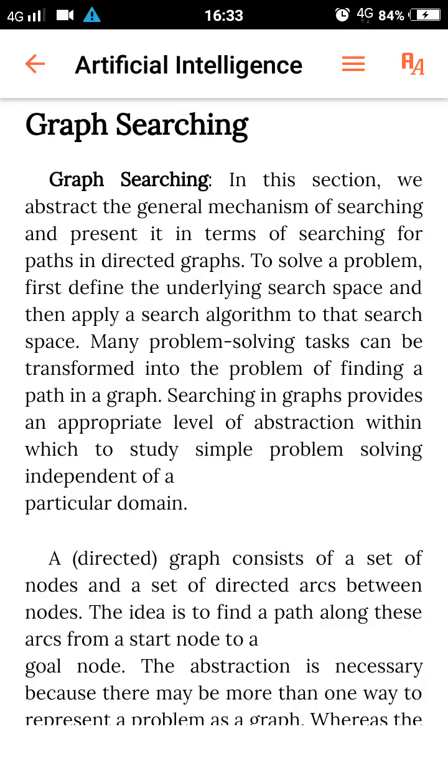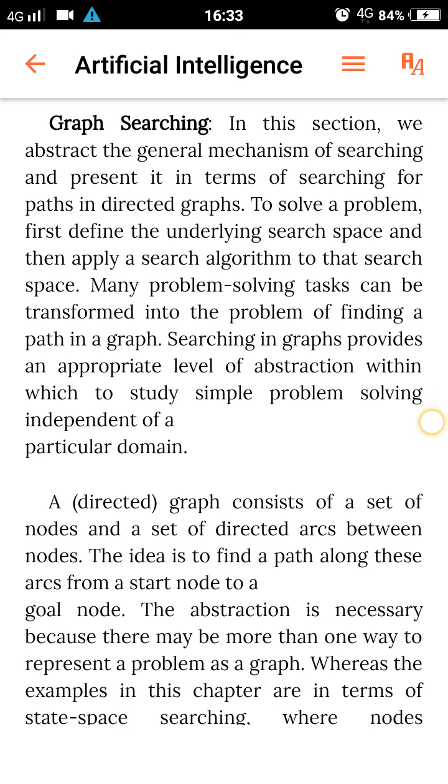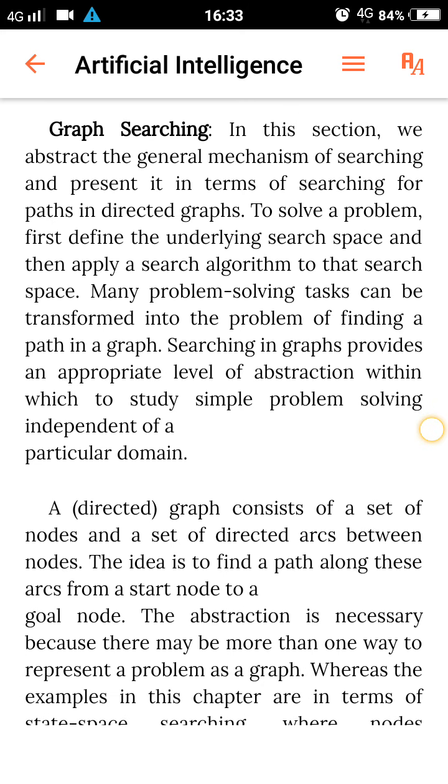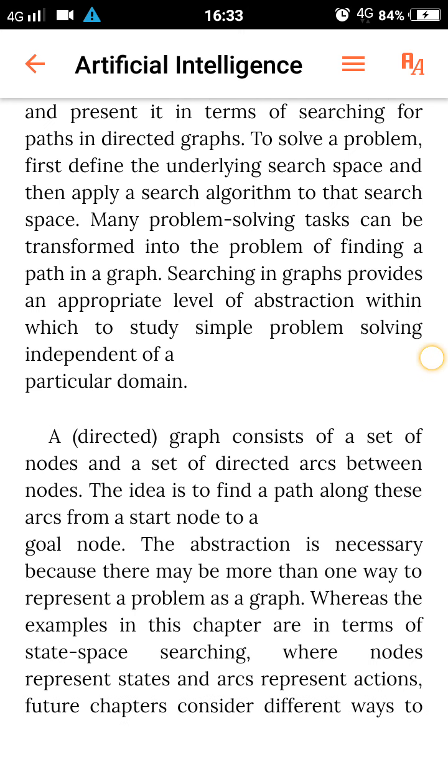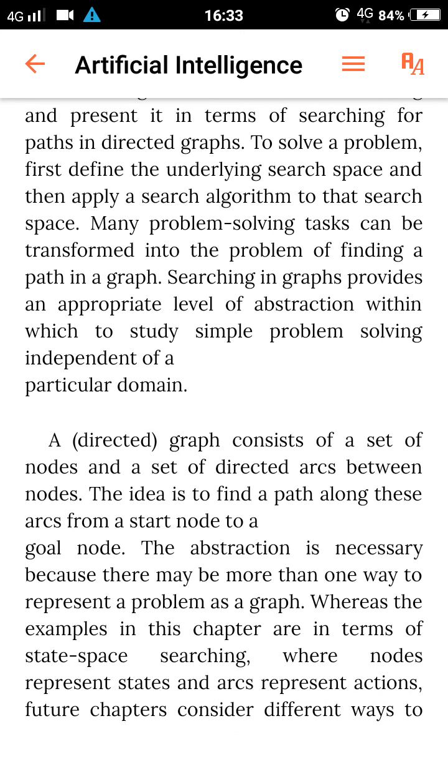Students, in today's video we will be talking about graph searching in artificial intelligence. In this section we abstract the general mechanism of searching and present it in terms of searching for paths in directed graphs. To solve a problem, first define the underlying search space and then apply a search algorithm to that search space. Many problem-solving tasks can be transformed into the problem of finding a path in a graph.